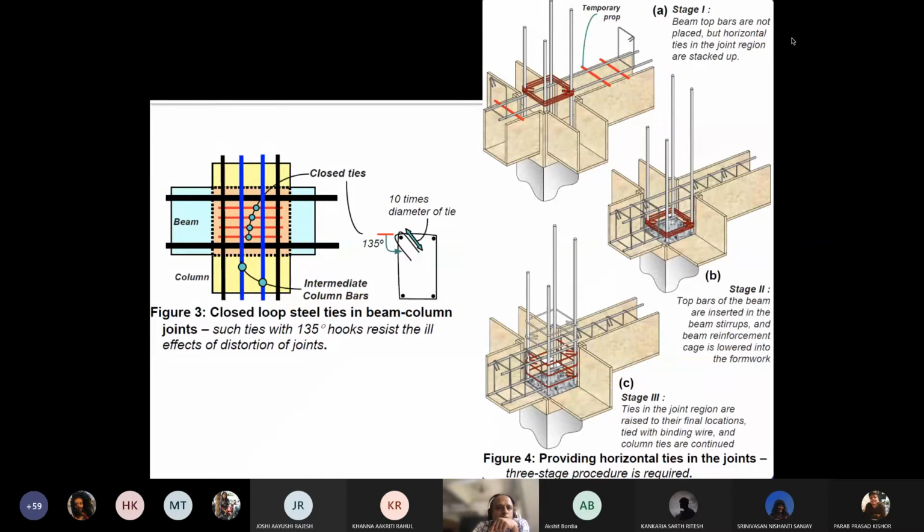So there are these closed loop ties in the beam, which we have already discussed. And on the right, you also have the method. They have taken the effort of showing how this is done also. So the contractors always complain, how is this possible? So in this diagram, it is shown how the reinforcement is put in place before the top reinforcement is lowered, and then you spread it, distribute it evenly.